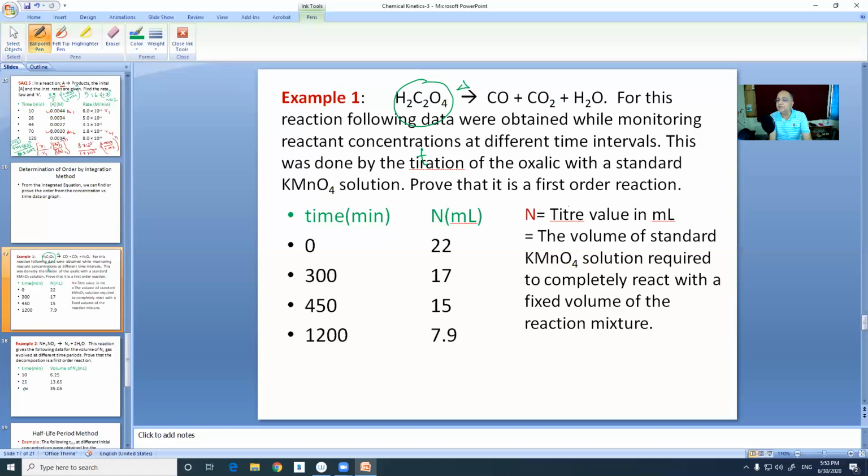Prove that it is first order. Rather, we are lucky here, the question says it is first order. That means we have to use the first order integrated law and find that the K value remains the same for at least two data. If K remains constant, then we are sure that it is first order.